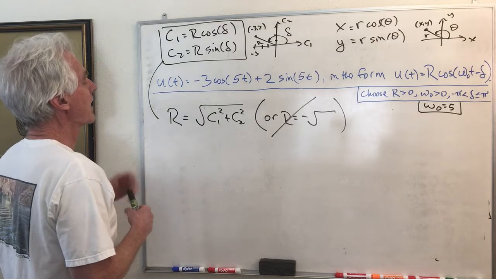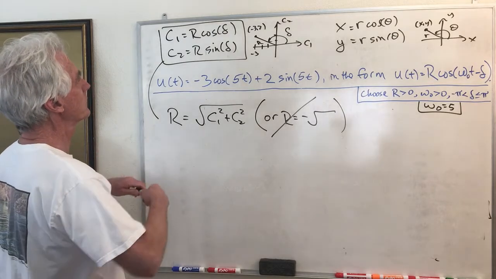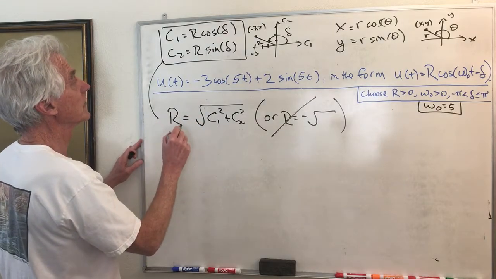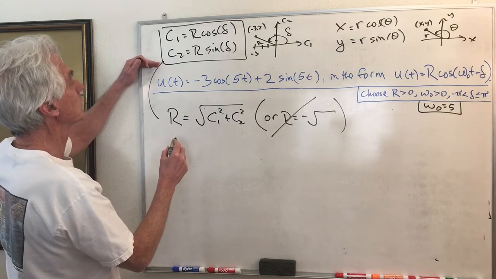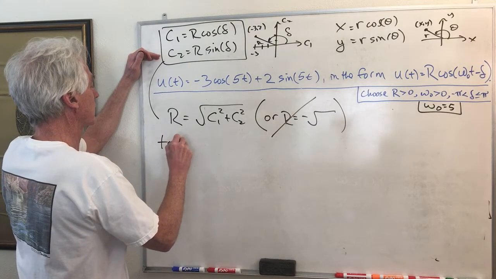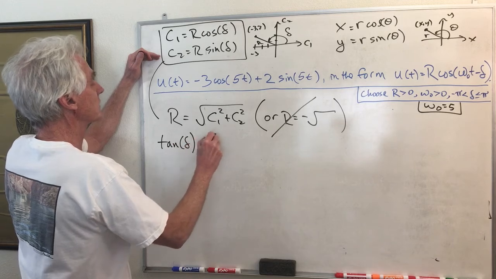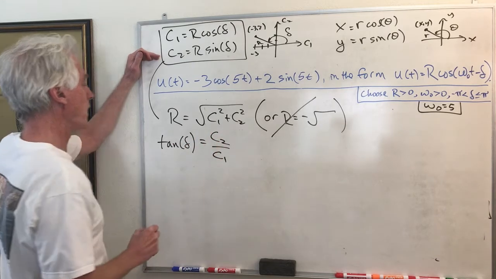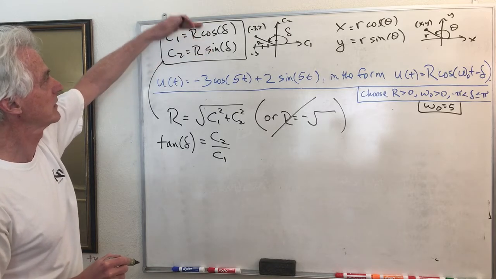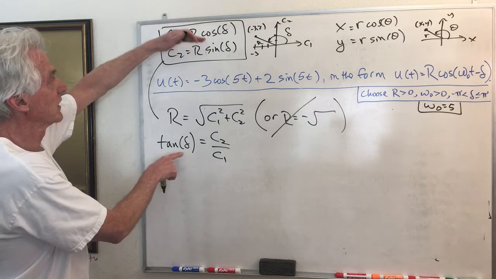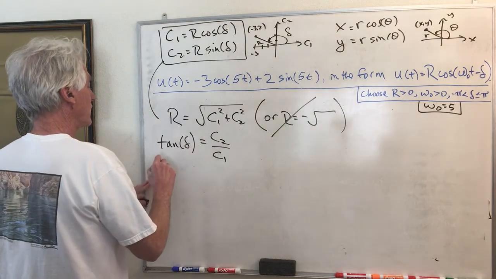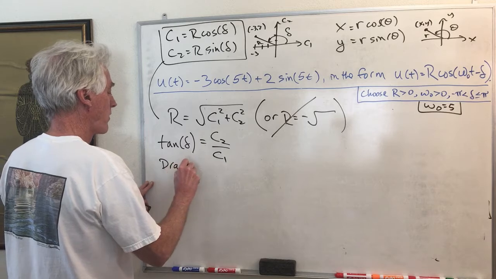Okay, now the other thing that's a little bit weird about this is that I can't really get an equation for delta. The best I can do is say that tangent of delta is going to be c2 over c1. I get that by taking that equation over that one: r sine delta over r cosine delta is tangent delta, that's c2 over c1. But you need to draw a picture, though.